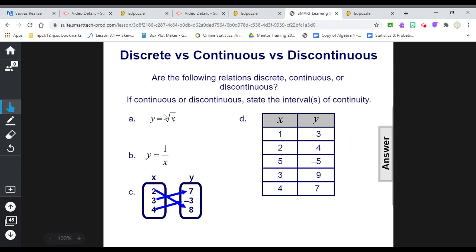So I want you to look at A, B, C, and D. You can even use Desmos as a guide if you want to take a quick peek at how to make these graphs. And when you're all done, I want you to pull out this little answer key and check your work.